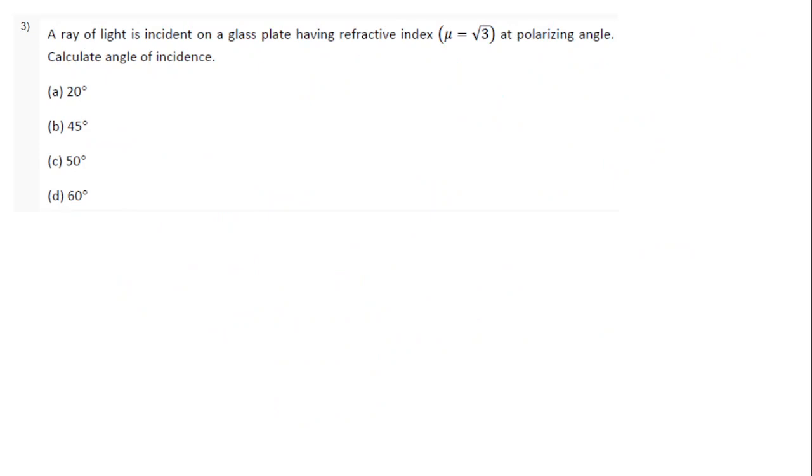Okay. Now next question. Question number 3. A ray of light is incident on a glass plate. Again, the glass plate's refractive index is √3. If we assume this side is air, refractive index will be 1. A ray of light is incident on a glass plate at the polarizing angle. If it's incident at the polarizing angle, it means the reflected light will be polarized. Calculate the angle of incidence.